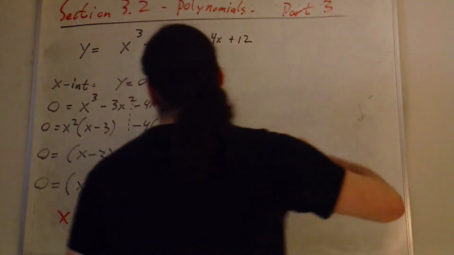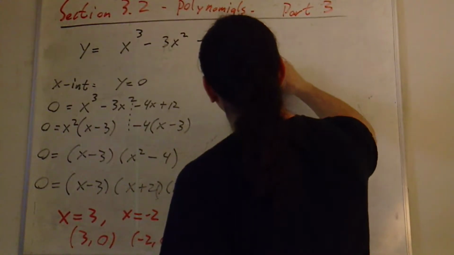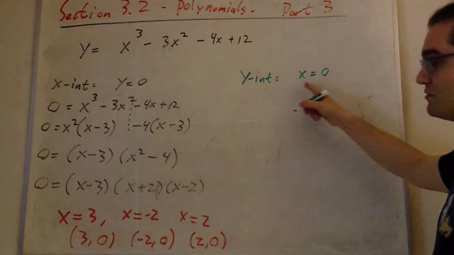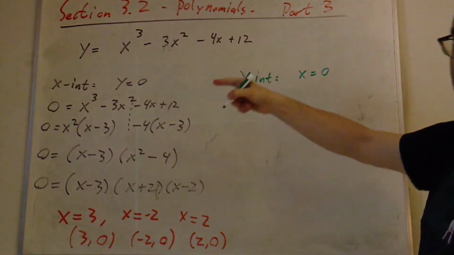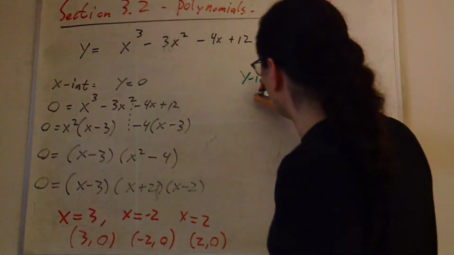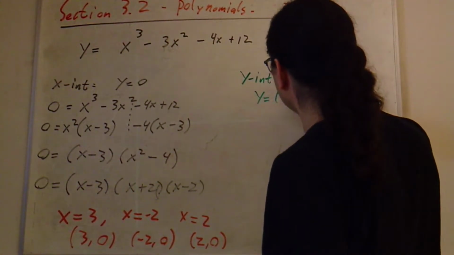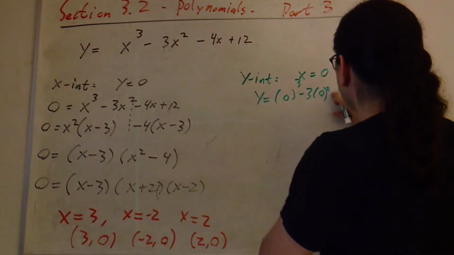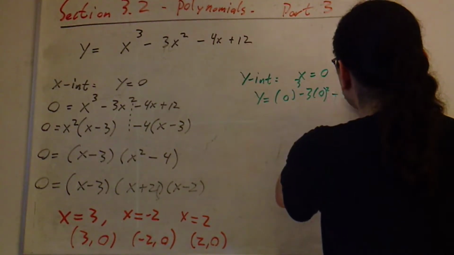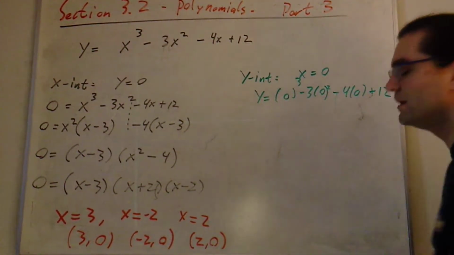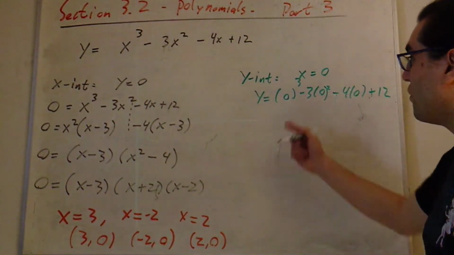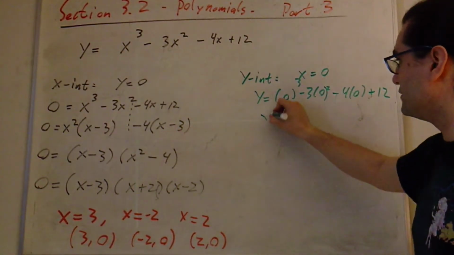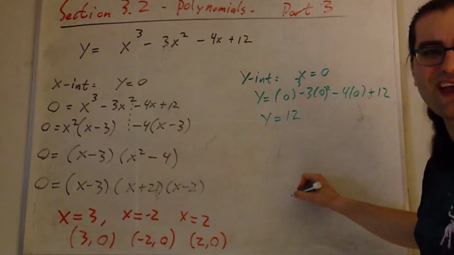Next up, we need some y-intercepts. Y-intercepts happen when you set x equal to 0. Setting x equal to 0, generally speaking, is much, much easier than setting y equal to 0. All we got to do is say that y equals 0 cubed minus 3 times 0 squared minus 4 times 0 plus 12. To be completely honest, if you want to skip almost all of this, you can. All of these terms are going to end up being 0 except for 12. You can just skip straight to y equals 12 if you like.